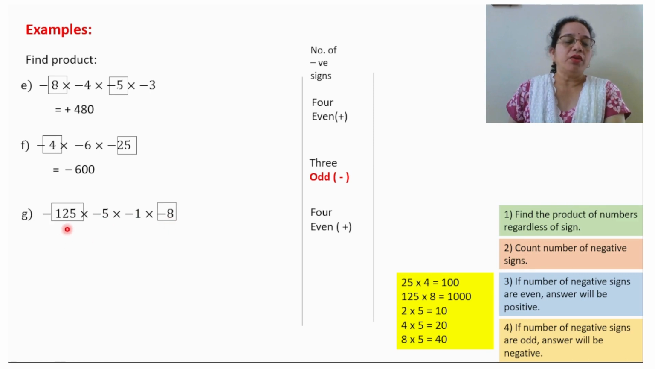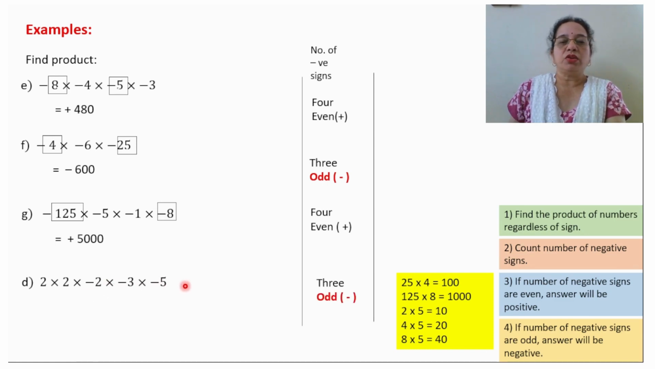Again we can multiply 125, 8 are 1000, 1000 multiplied by 5 will be 5000. Total number of negative signs are 3. 3 is an odd number, it means your answer will be negative. Now 5 2s are 10, you can keep it in your mind. 2 2s are 4, 4 3s are 12, 12 multiplied by 10 will be 120.